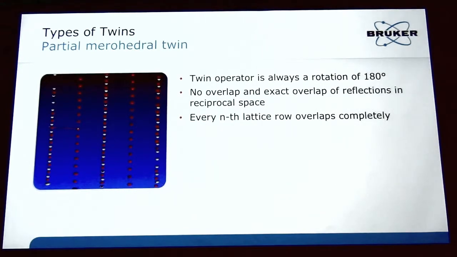One interesting one is called a partial merohedral twin. And this is kind of interesting because in this case you have complete overlaps and no overlaps between the spots. And they'll happen in rows or layers. So if you're looking at your spots, you see that the red here, those are complete overlaps, and then the next layer over are non-overlaps between the spots. And something like this would have what we call an index of 2. So it's kind of interesting that you get this pattern of every other layer, complete overlaps and no overlaps.